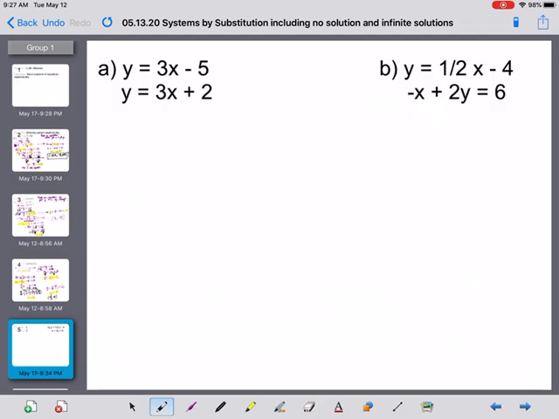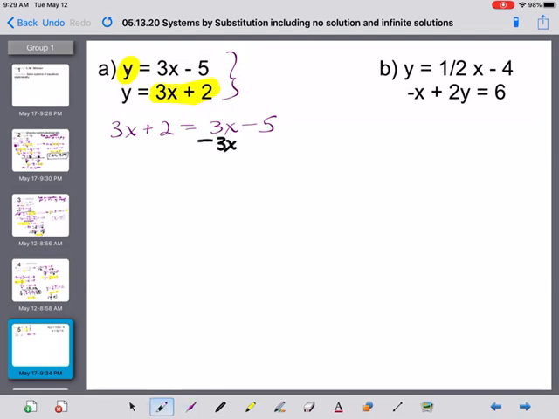Okay, so we're going to do a couple special ones here. So all the ones we've done had one solution, and I want to show you that's not always going to be the case. So watch here. So we have in part A, they're already solved for y. So you can substitute one expression in for the other. So we'll change this y to 3x plus 2. And then watch what happens.